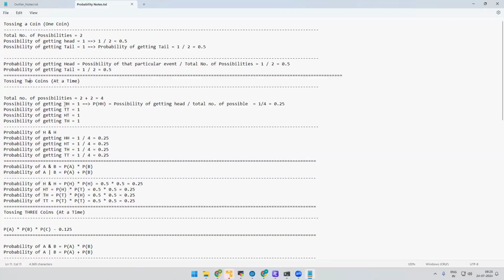Then head-head is one event, tail-tail is another event, HT is one other event, TH is another event. Right? So we need to record the possibility of getting each event and the total number of possibilities. The probability of getting head-head is 1 by 4, that is 0.25. So there is a 25% chance that if you toss 2 coins, you may get head in both the coins.